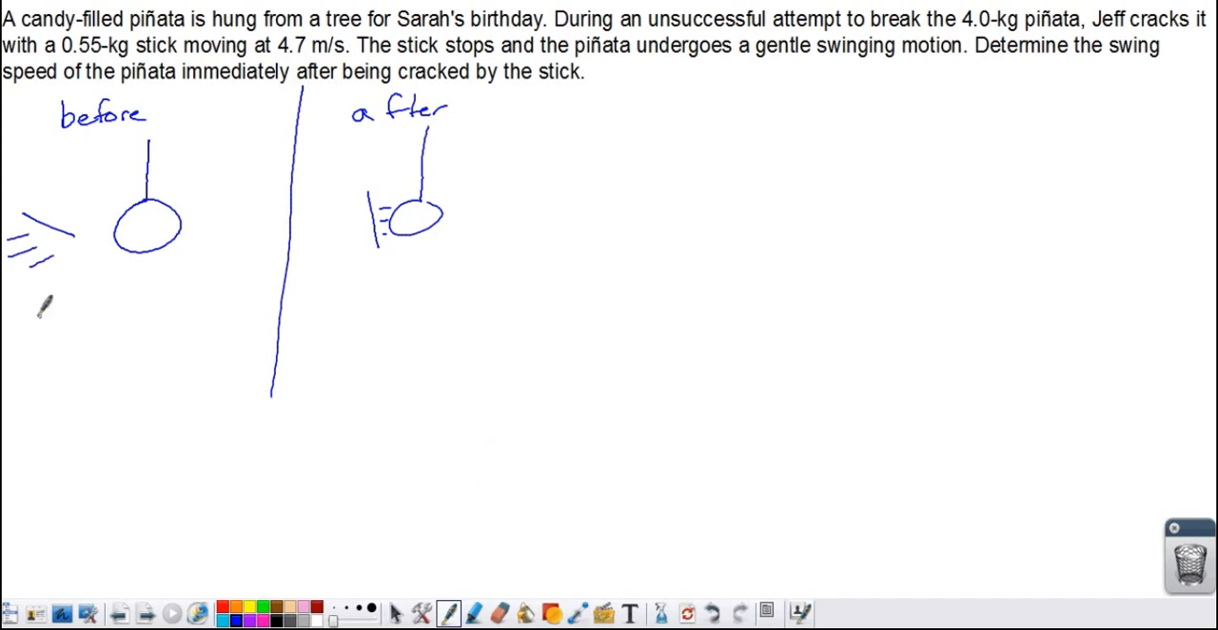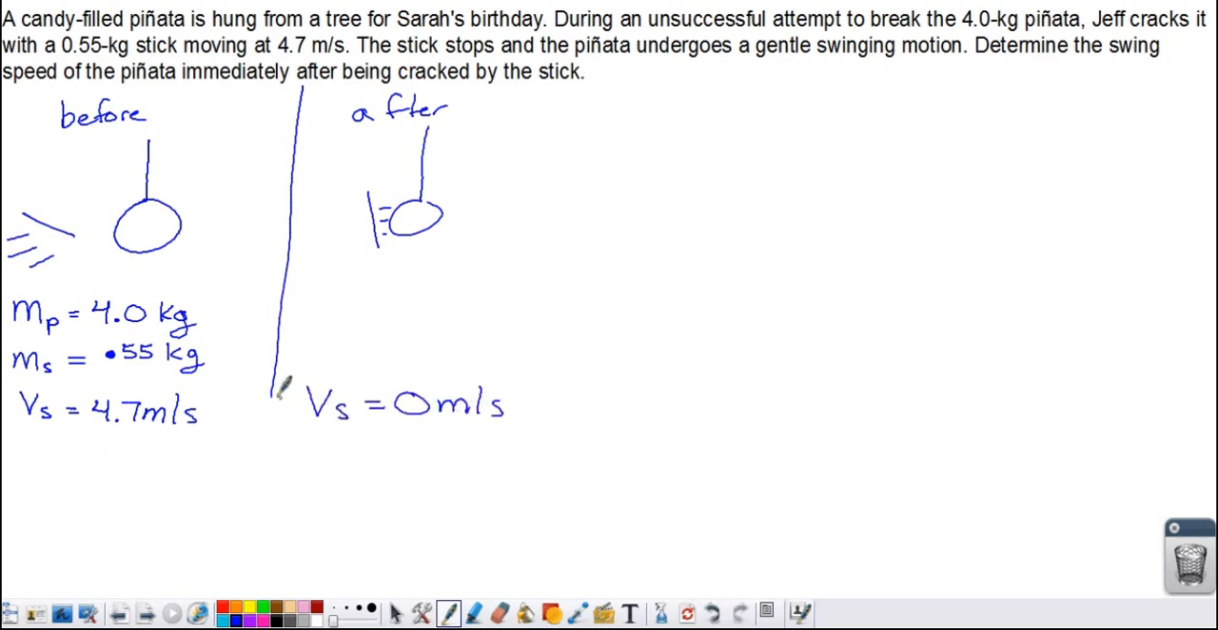Okay? So, let's write down our givens. A 4-kilogram piñata, so the mass of the piñata is 4 kilograms. And it is hit with a 5,500 kilogram stick, so that is the mass of the stick, moving at 4.7 meters per second. So the stick is what's moving. The velocity of the stick is 4.7 meters per second. The stick stops, so after it hits, the velocity of the stick afterwards is going to be 0 meters per second.